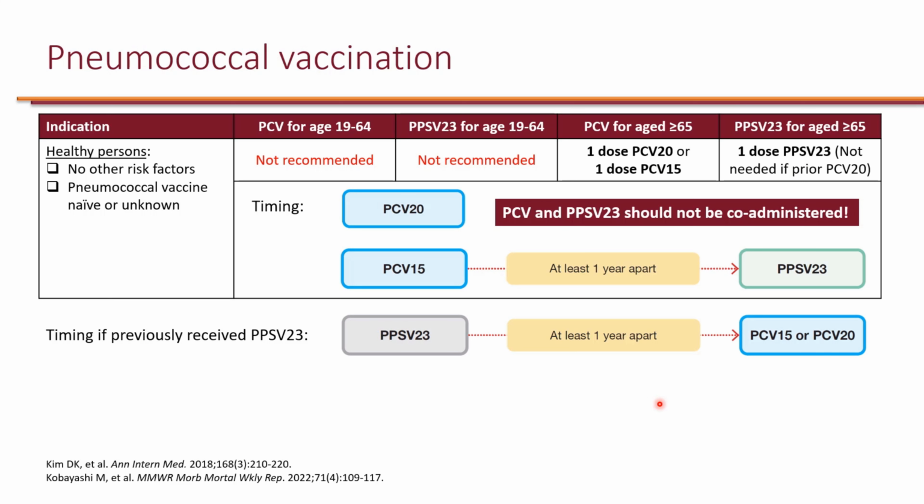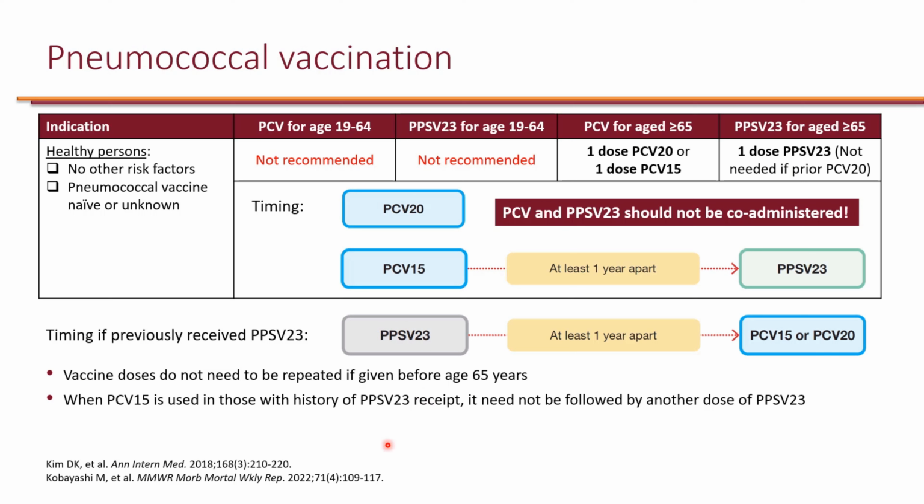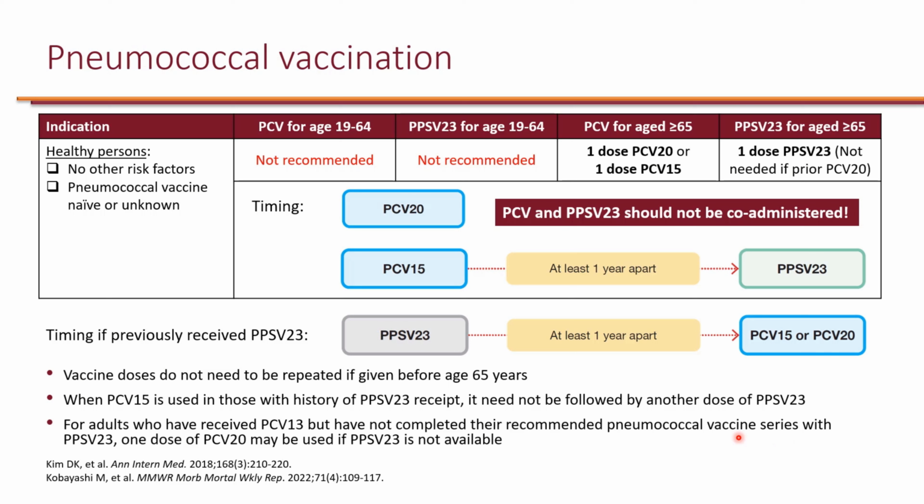Now, vaccine doses do not need to be repeated if they are given prior to age 65. So for whatever reason, if somebody received these vaccines prior to age 65, there's no need for them to be repeated after 65. And when PCV15 is used in those with history of PPSV23, it need not be followed by another PPSV23. And lastly, for adults who have received PCV13, which is still on the market, but not completed their recommended pneumococcal vaccine series with PPSV23, they do have the choice to get a PCV20 if PPSV23 is not available.